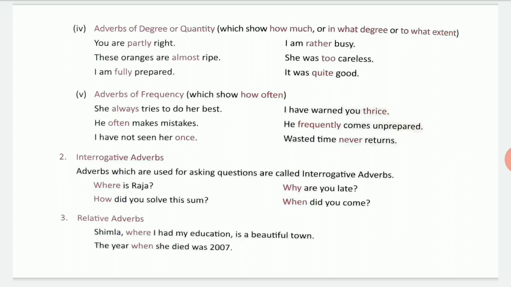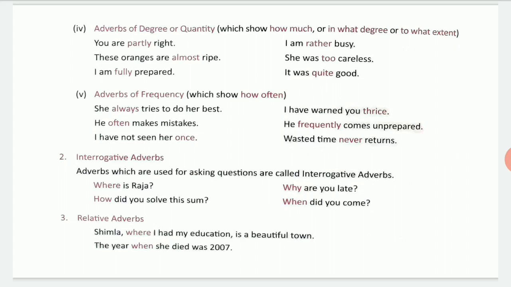So, the adverb of frequency or number answers the question how often. It indicates how often the action takes place. Some of the common adverbs of number or frequency are seldom, never, always, often, sometimes, once, twice, thrice, firstly, secondly, thirdly, and so on.